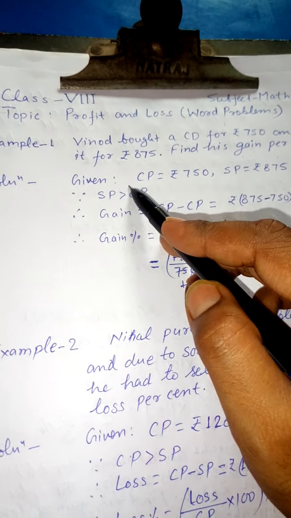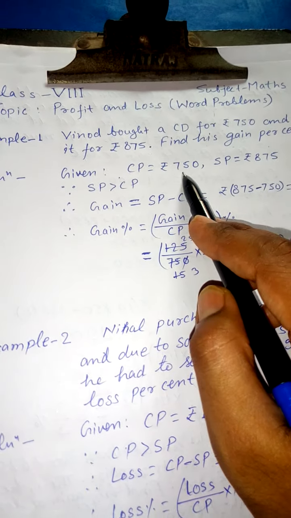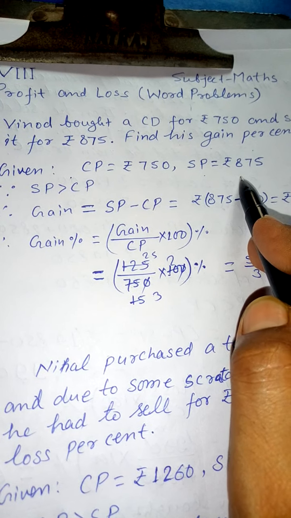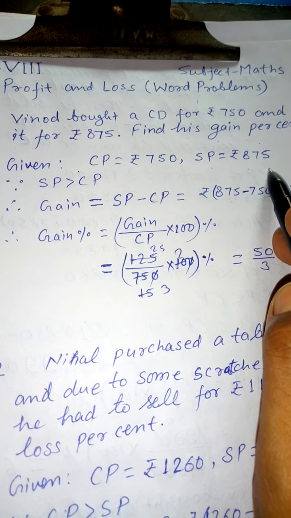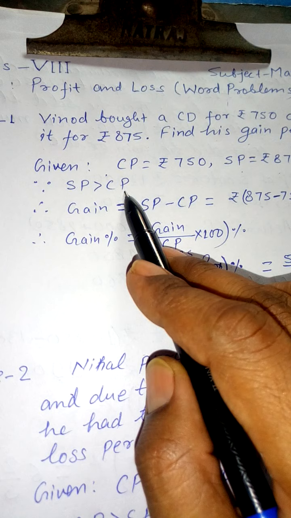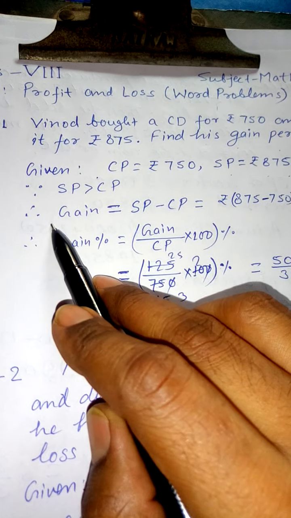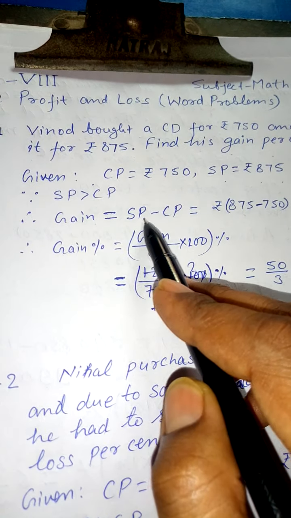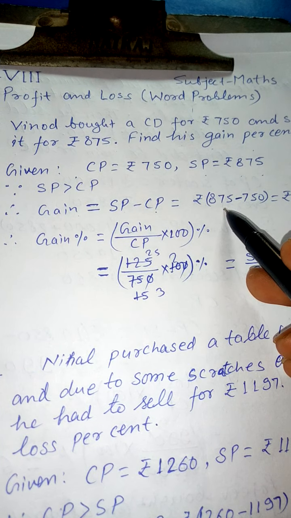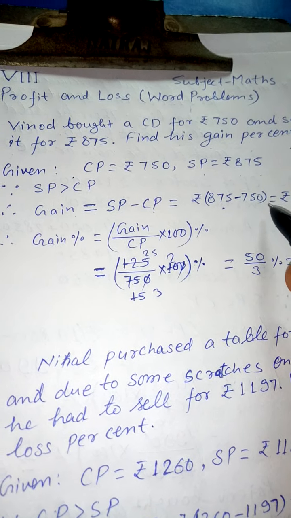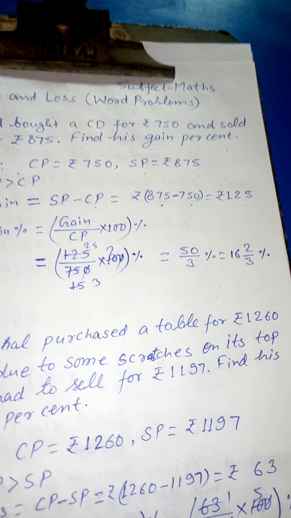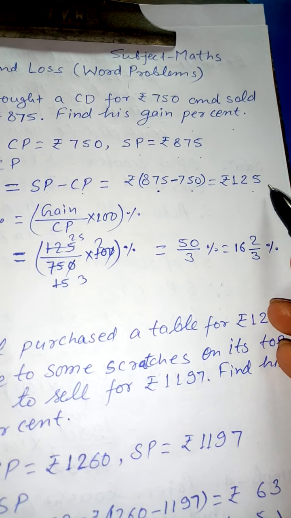Given cost price is rupees 750, selling price is rupees 875, and here we can see that selling price is more than cost price. Therefore, gain is SP minus CP, and we get 875 minus 750, which is 125. So the gain is 125 rupees.